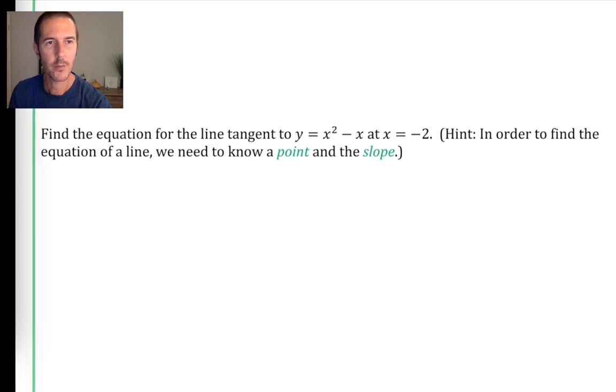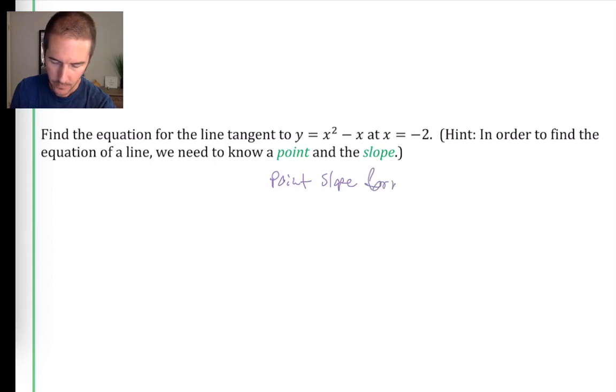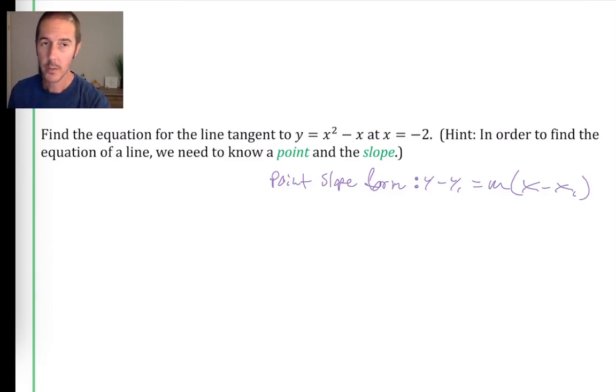Find the equation of the line that's tangent to this equation at x equals -2. In order to write the equation of a line, you need point slope form. That's how I would do this. Point slope form of a line is y minus y1 equals slope m times x minus x1. In order to utilize point slope form, you need a point, x1, y1, and you need a slope, m.